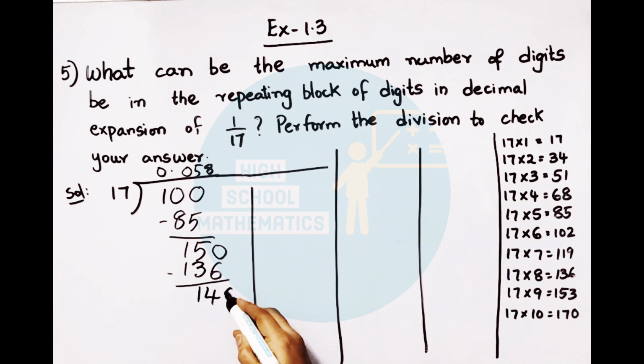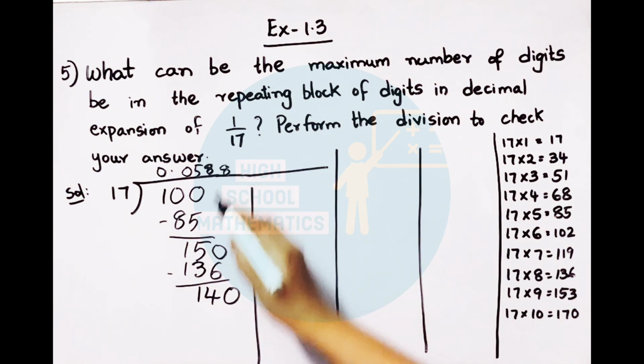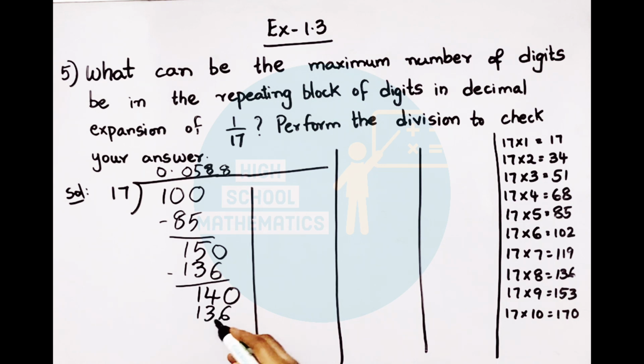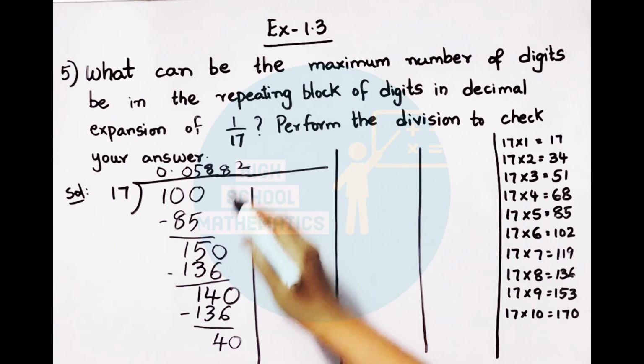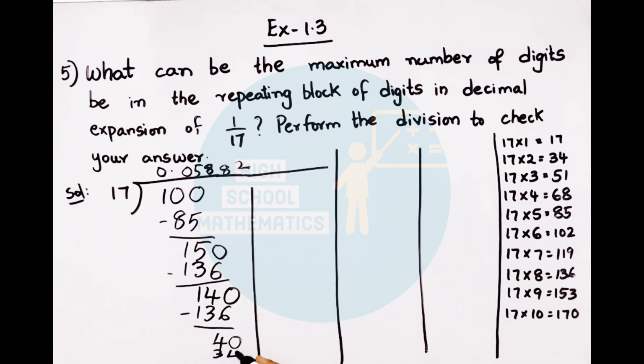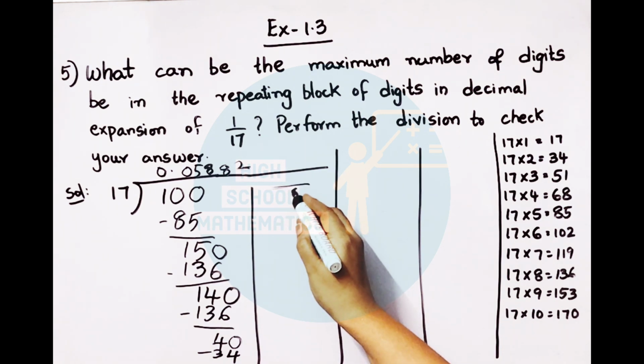14 is less than 17, so we shall add a 0 here as the decimal is present in the quotient. Now the number is 140. Again 17 times 8 is 136. 140 minus 136, remainder is 4. 4 is less than 17. Decimal is present, so we shall add a 0 here. Now the number is 40. 17 times 2 is 34. So 40 minus 34, you will get a remainder 6.